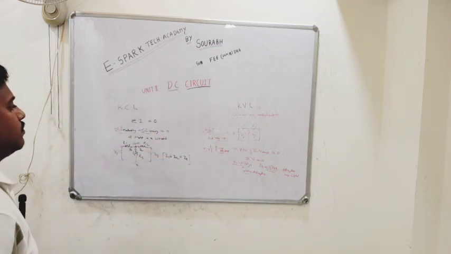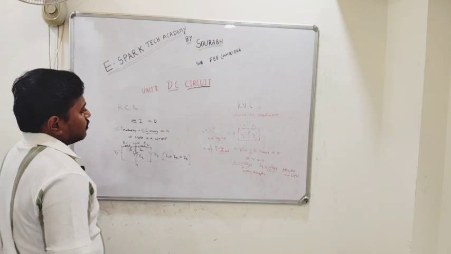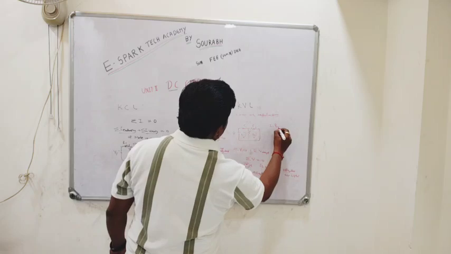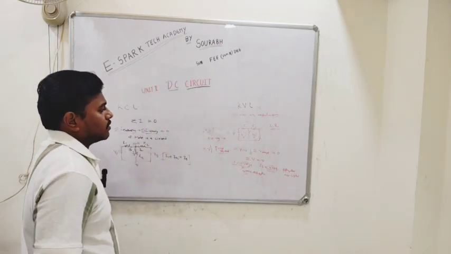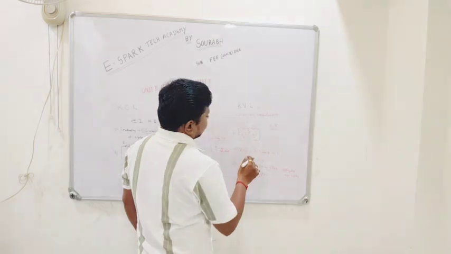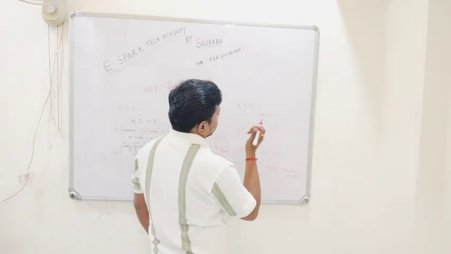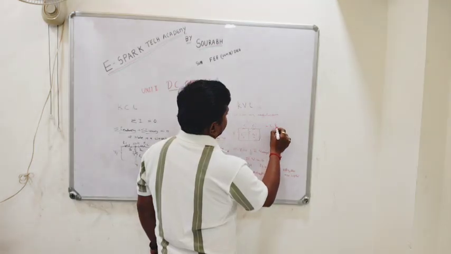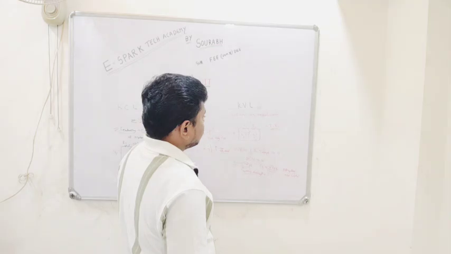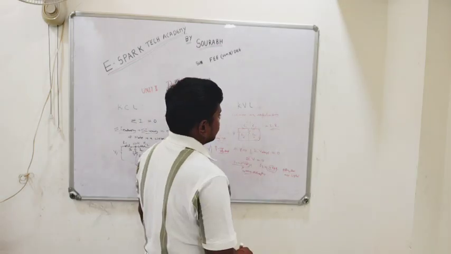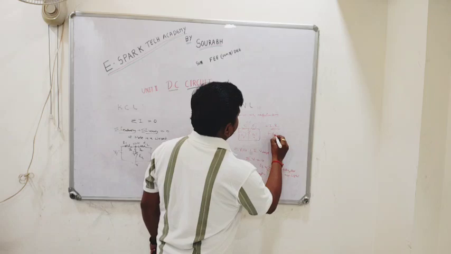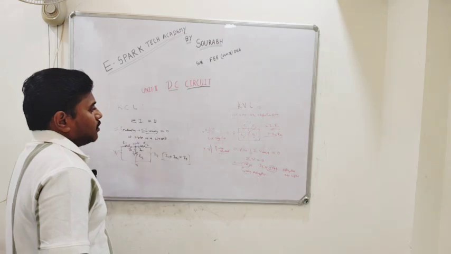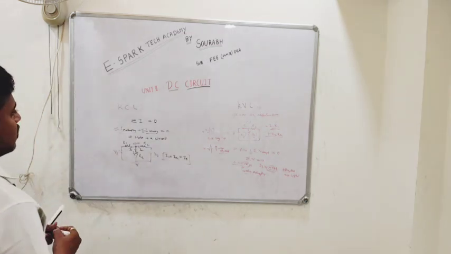For sign conventions it is very important. And also when you are taking this I1 into R1 drop in a clockwise manner, as per your assumptions, then you have to take it as a negative signed drop: minus I1 into R1. And when you are going against your assumption, the drop will be plus I2 into R2. These are nothing but the sign conventions.